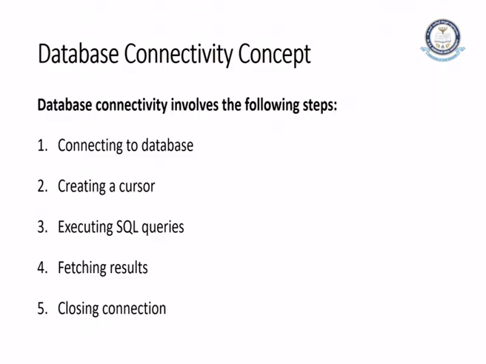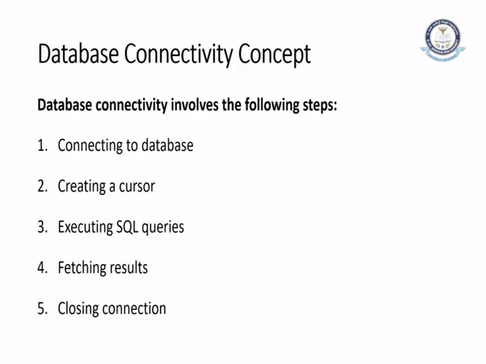Now coming to the concept database connectivity, how to connect to this SQLite database from our Python code. For that we need to follow some steps. Let me tell you the steps involved in this process. First is connecting to the database. We must create a connection to the database. After connecting to the database, we need to create a cursor. With the help of that cursor only we can fetch the data. So we need to create the cursor. Third step is, after creating the cursor, you can execute any SQL queries.